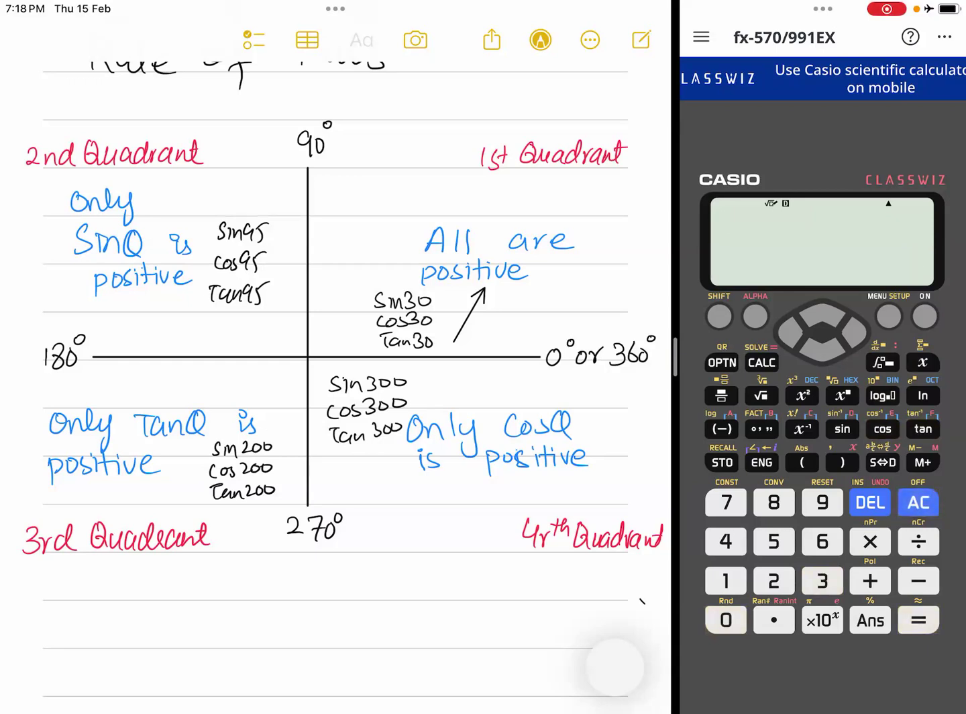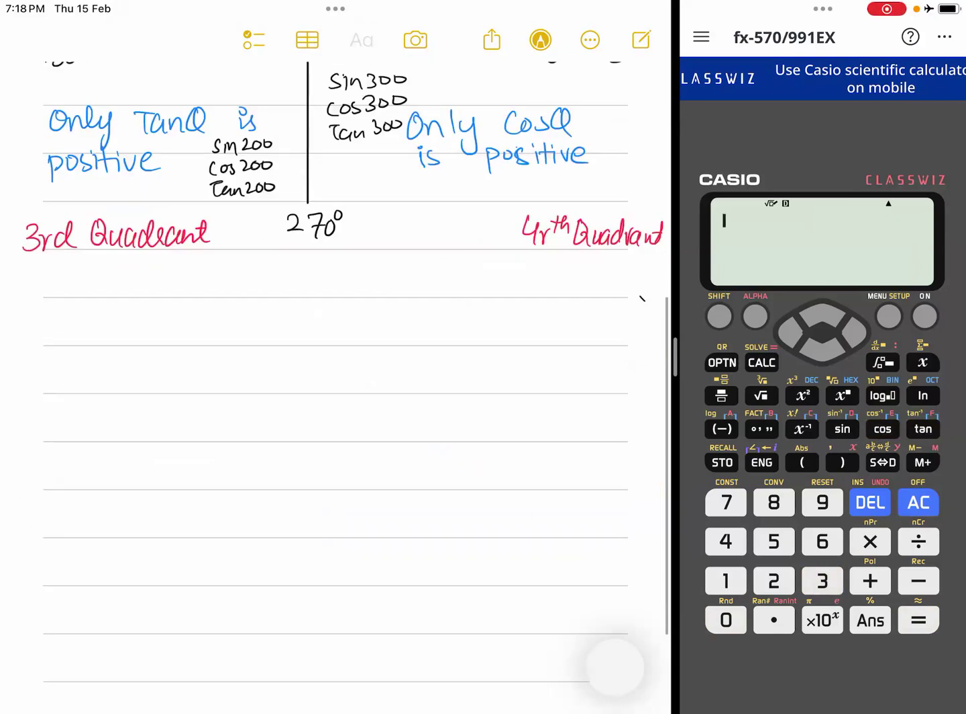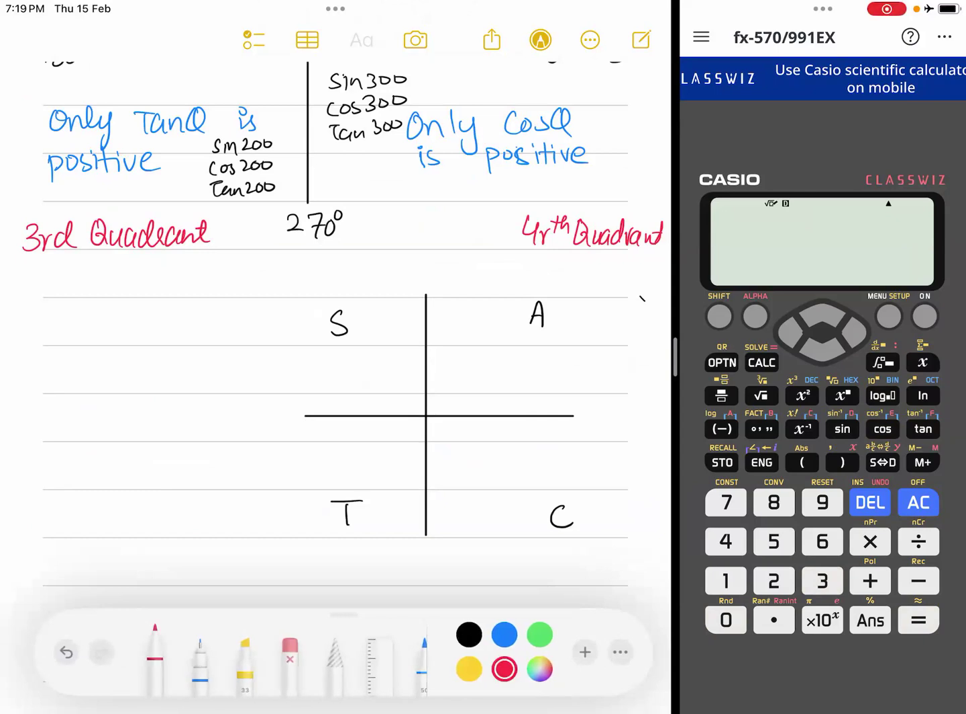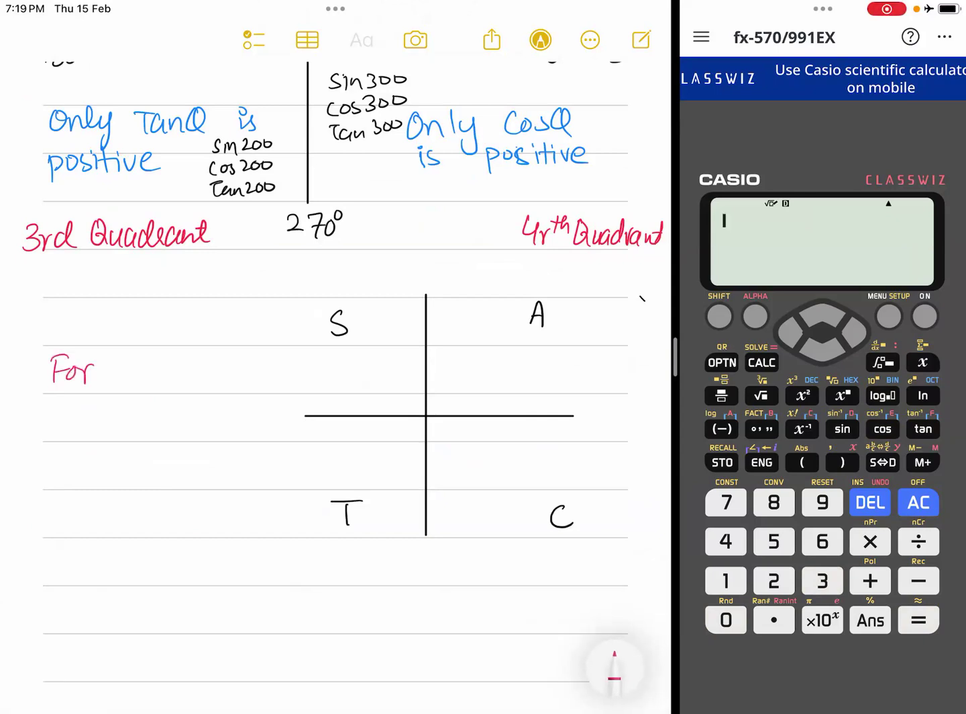So you have to memorize this graph with the help of a plus, and you will just memorize this as A, all, sine, T, and cos. Is this clear? For memorization, just draw a plus and write these letters as they are. Is this clear, everybody, or not? Yes or no? Yes, sir.